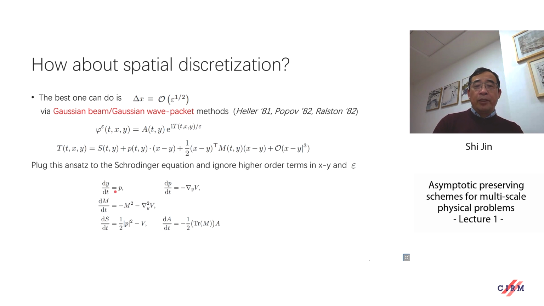And if you only do geometric optics, you only have this first line. That's like geometric optics, where you have classical particles. But here we evolve this Gaussian wave packet. So that's different from classical geometric optics, or WKB. And you evolve this Gaussian wave packet.